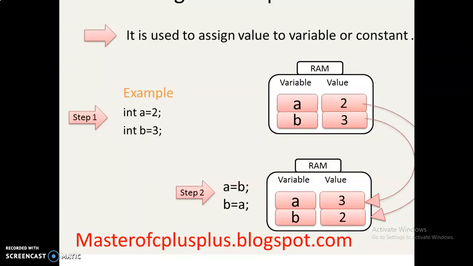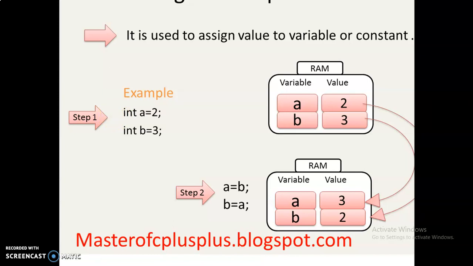This is the assignment operator. The heading was not clearly visible to you. The assignment operator is used to assign a value to a variable or a constant. For example, here the assignment operator is equal to, and in this example, I assign the value 2 to the variable a. Once again I repeat this definition: it is used to assign a value to a variable or constant. Either we can assign a value to a variable or a constant. Here we didn't mention it as a constant, so it is a variable by default.